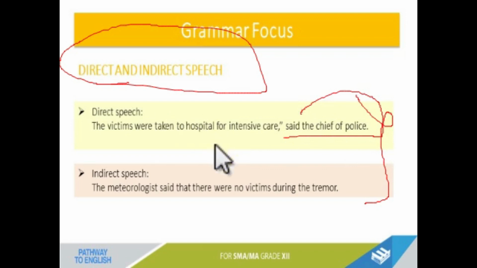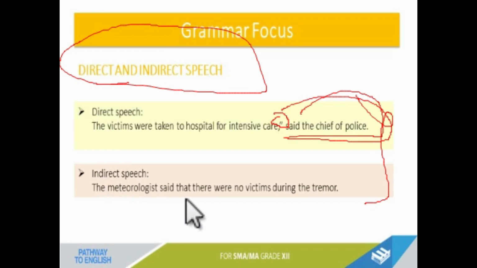The signs of direct speech are the comma, and the quotation marks, the colon, and the exclamation or question mark. So the victims were taken, the one who speaks directly is the chief of police. So we write the original sentences. Whereas indirect speech is not direct. So direct speech is the direct sentence, and indirect speech is the indirect one.